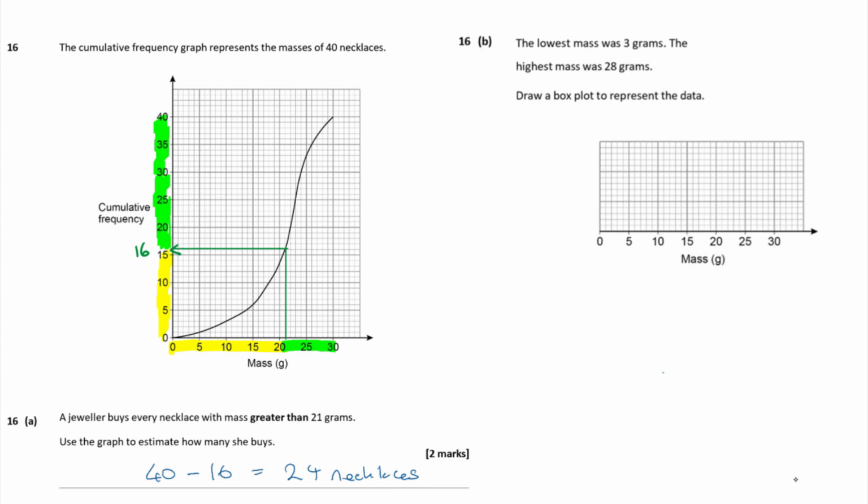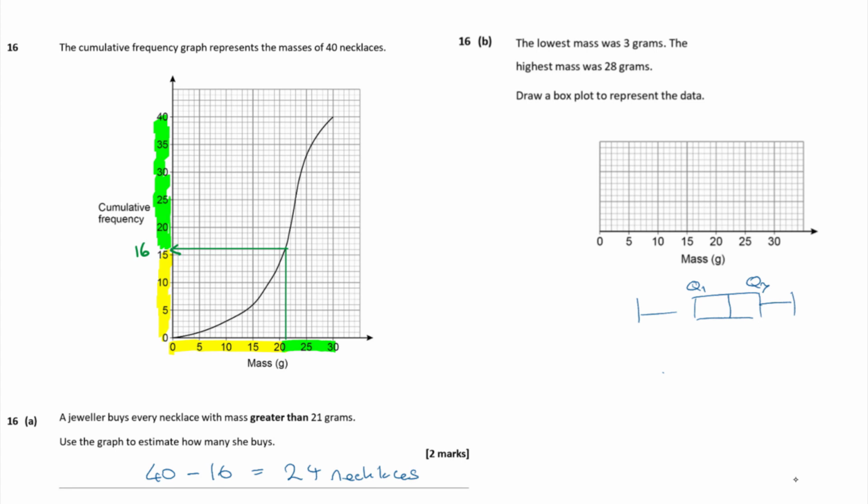that have 21 grams or higher as their value. Now part B says the lowest mass was 3 grams, the highest mass was 28 grams. Draw a box plot to represent the data. Well, a box plot is going to go from the lowest to the highest, and it's going to have a box in the middle from Q1 to Q3. It's going to have the median in the middle. So it's going to look like that.